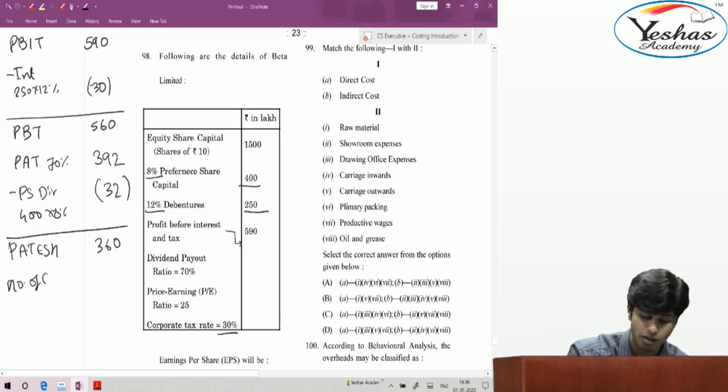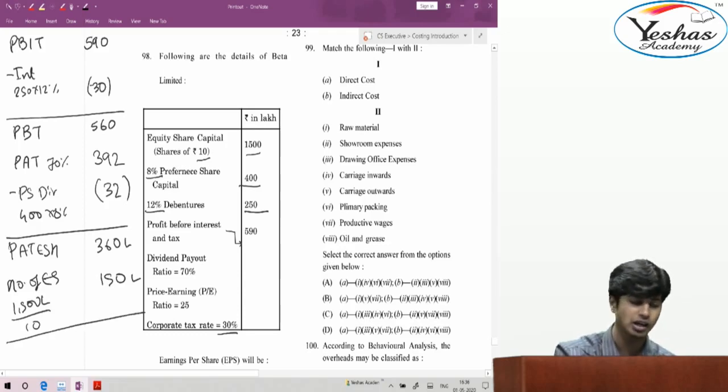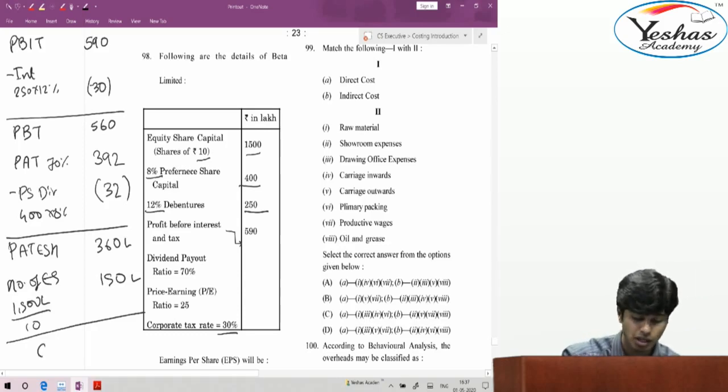Number of equity shares: the capital is 1500 lakhs and each share is 10, so I'll write 1500 lakhs divided by 10. That will give me 150 lakh shares. This is in lakh and this is also in lakh. If I straight away divide, 360 divided by 150 will give me earnings per share of 2.4.